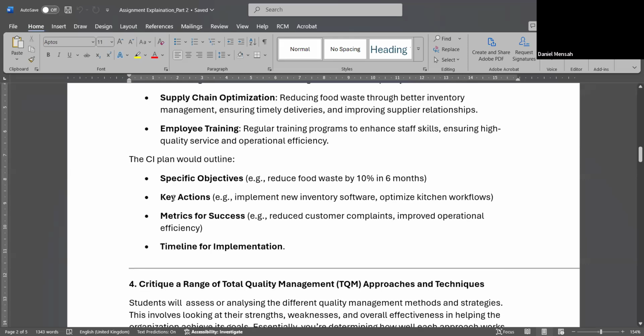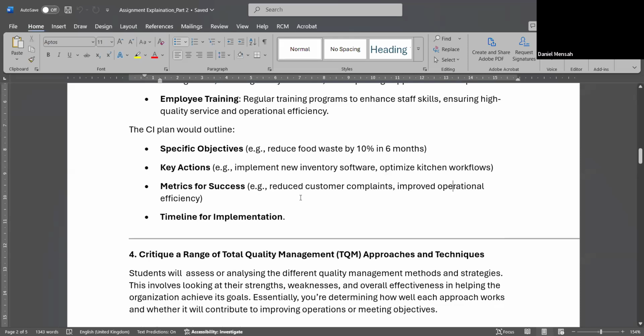Okay, then according to that, you are going to mention key actions. For example, they want to implement new inventory software. They want to optimize kitchen workflows to improve their processes. Okay, and to enhance organization performance. Then metrics of success. You are setting some kind of metrics. What kind of metrics will you be using? Maybe customer complaints. You want to reduce customer complaints by 10%, by 20%, improved operational efficiency in terms of reducing service time, customer service time, so fast customer service. Okay, preparation of food time is decreasing.